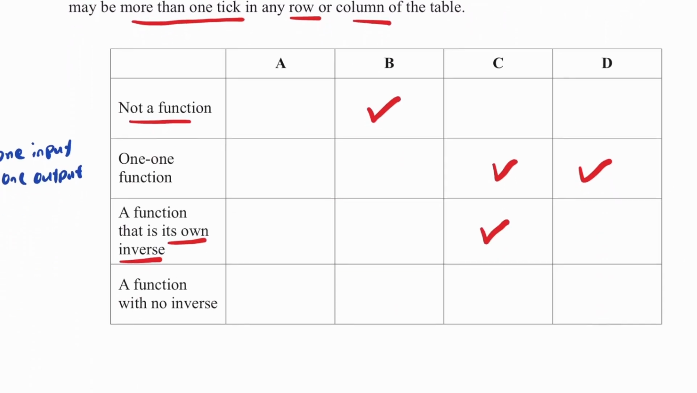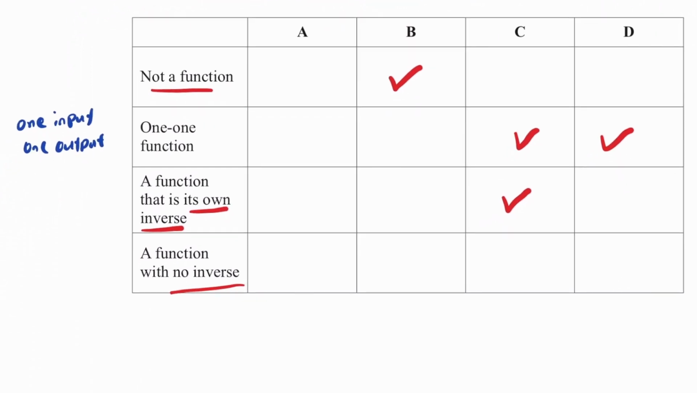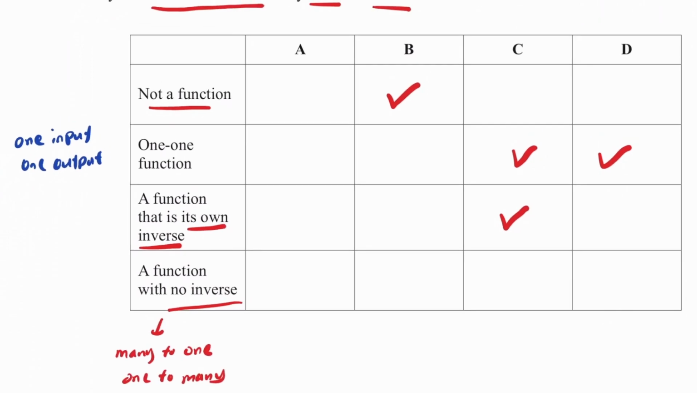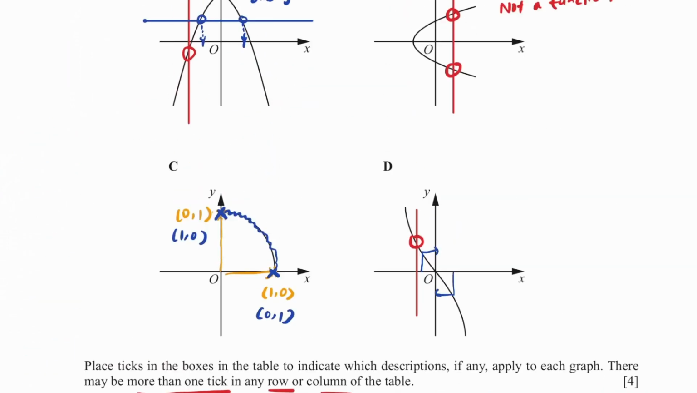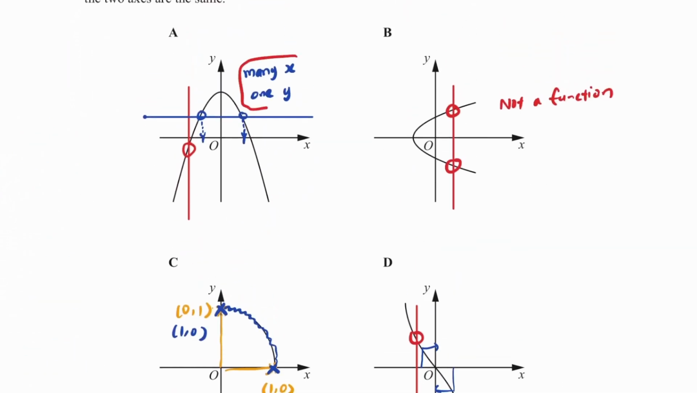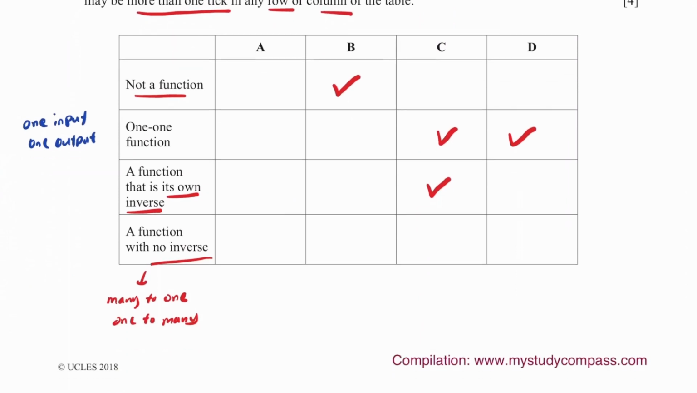A function with no inverse. This applies to many-to-one functions or one-to-many functions. So the only available option here is our many-to-one function, that is A.